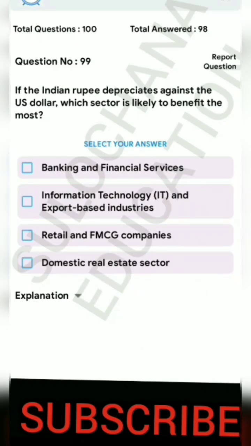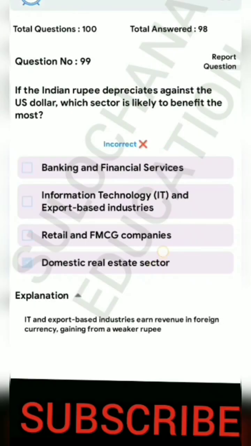If the Indian rupee depreciates against the US dollar, which sector is likely to benefit the most? Options are A. Banking and financial services. B. Information technology and export based industries. Option C. Retail and FMCG companies. Option D. Domestic real estate sector. And the correct answer is option B. Information technology and export based industries.